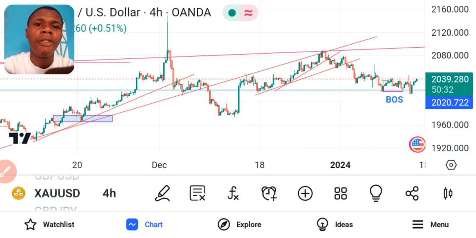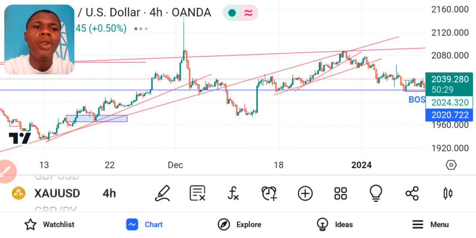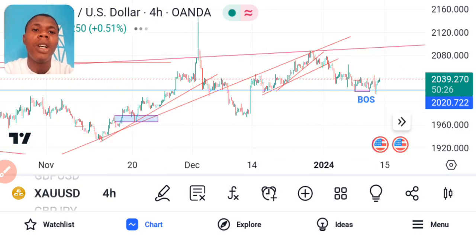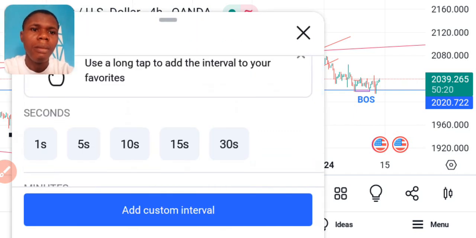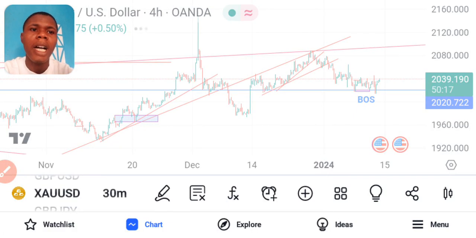Since you're going to be using the 4 hours time frame to trade off of, if you look very well, each of the time frames has its own way that the candles move. If you go down to 30 minutes, you see the candles, they are much more than on the 4 hours time frame.